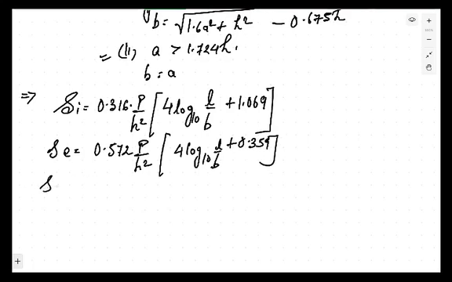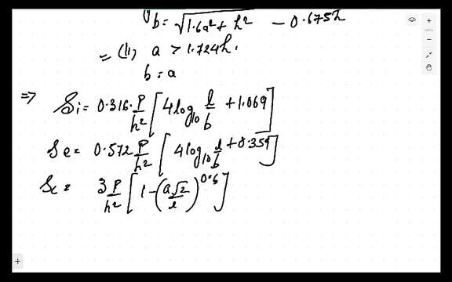Similarly, the stress at the corner will be 3 P upon h square, 1 minus a root 2 upon l to the power 0.6. So these will be the values of the stresses at the interior, at the edge and at the corner. These are the three stresses which you can calculate by using these formulas.